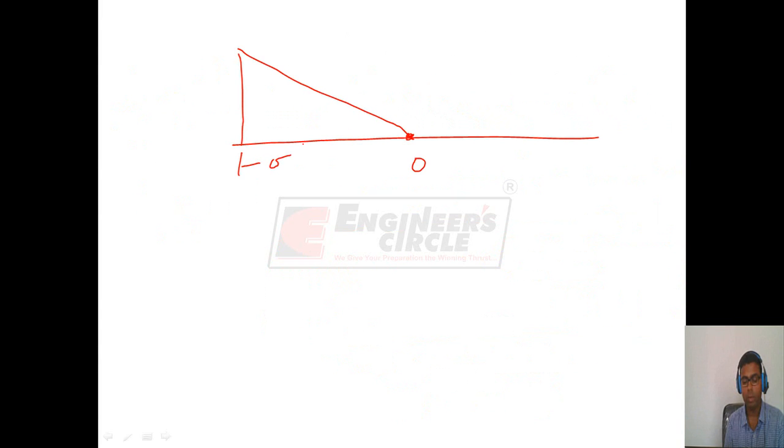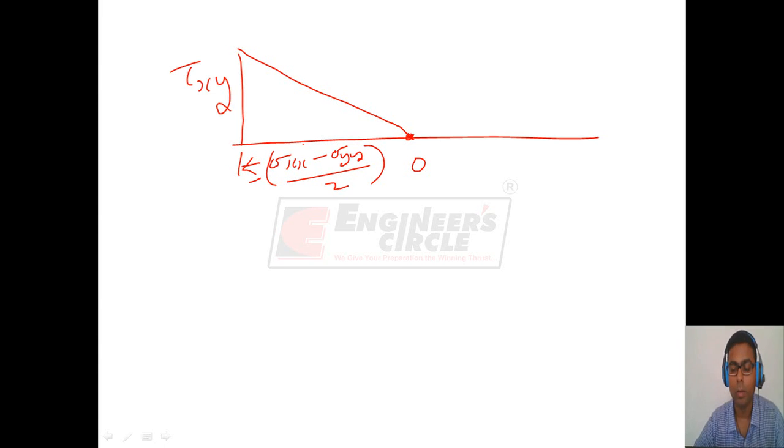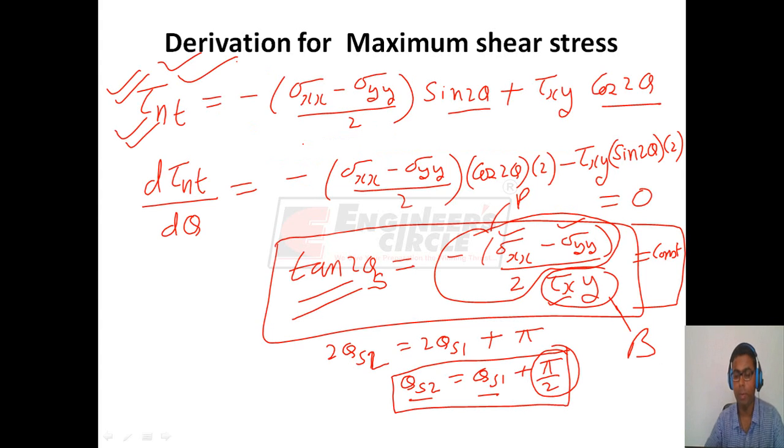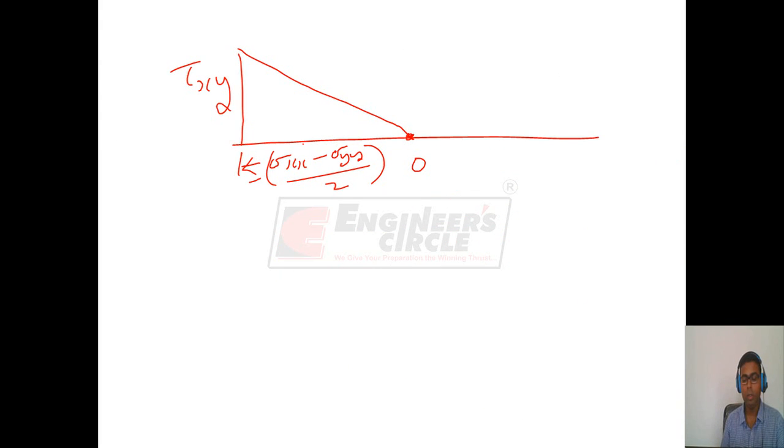If we call this as minus (sigma xx minus sigma yy) by 2 and this as tau xy, we have tan 2 theta equal to minus (sigma xx minus sigma yy) upon tau xy. So this is perpendicular and this is base. So tan 2 theta s equal to perpendicular upon base. So here we can put, this will be perpendicular and this will be base. Therefore this angle will be 2 theta s.